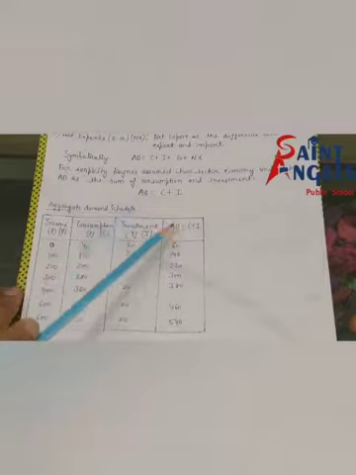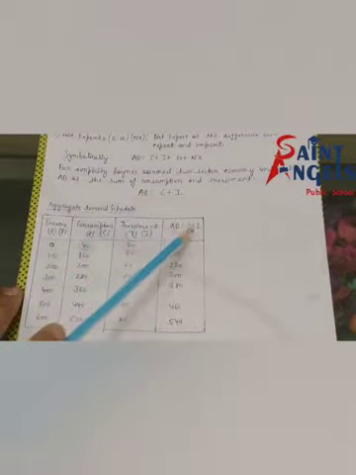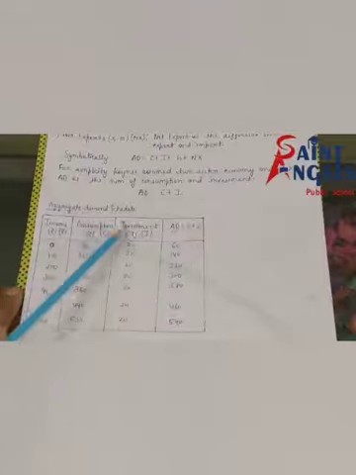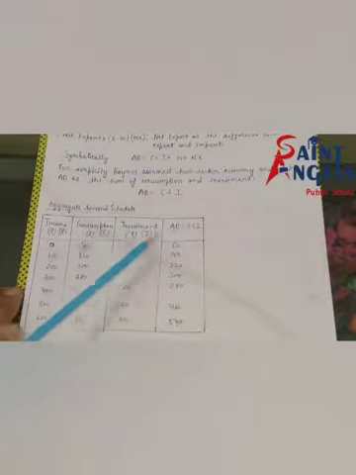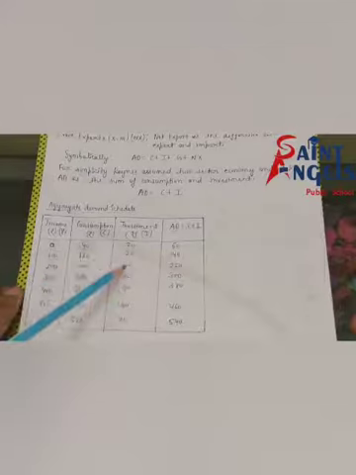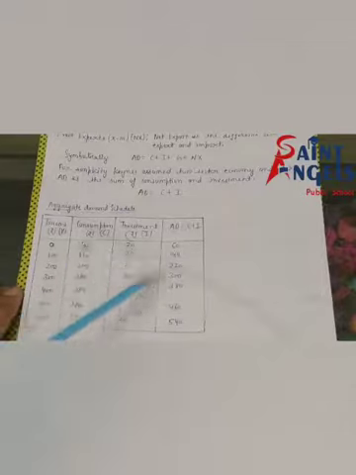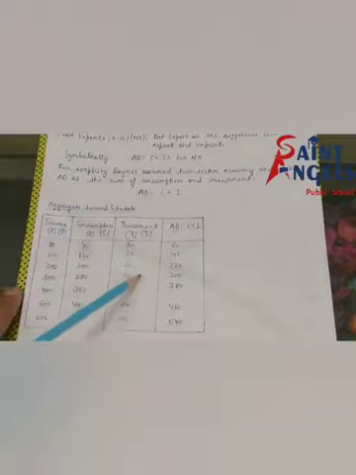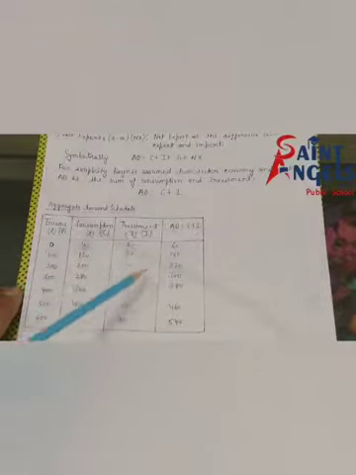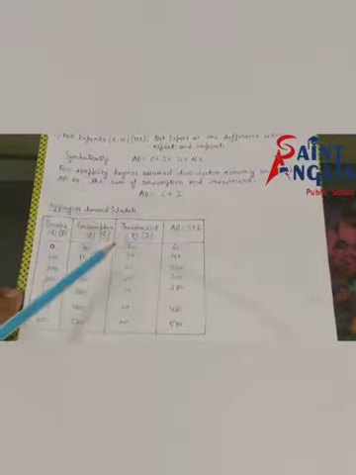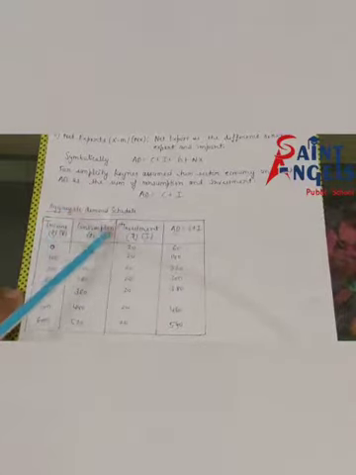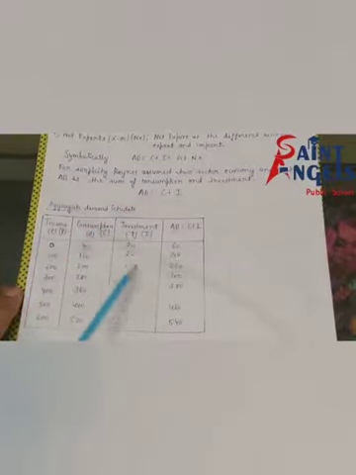Then after, you will calculate aggregate demand, means C plus I, consumption plus investment. See, 40 plus 20, 60; 120 plus 20, 140; 200 plus 20, 220; 280 plus 20, 300; 360 plus 20, 380; 440 plus 20, 460; 520 plus 20, 540. I hope all of you have understood how you will make a table of aggregate demand.